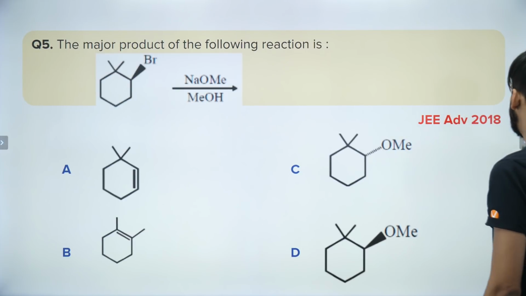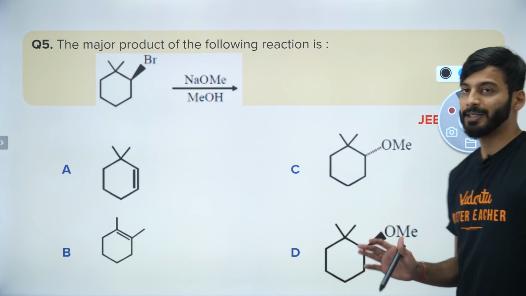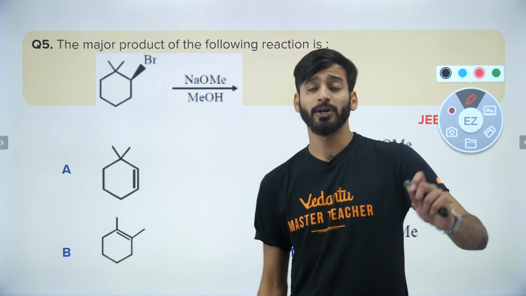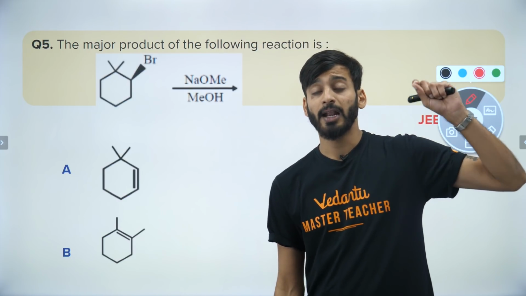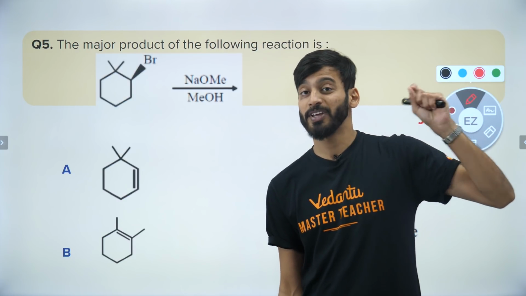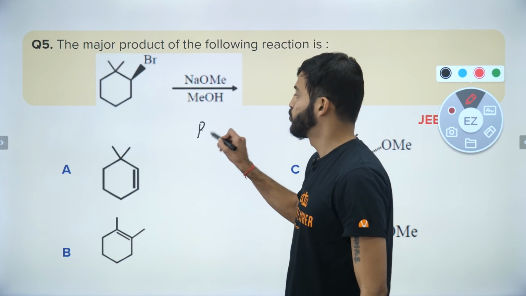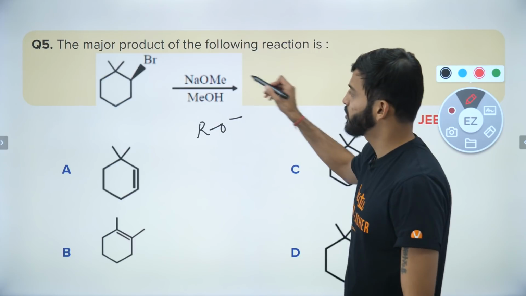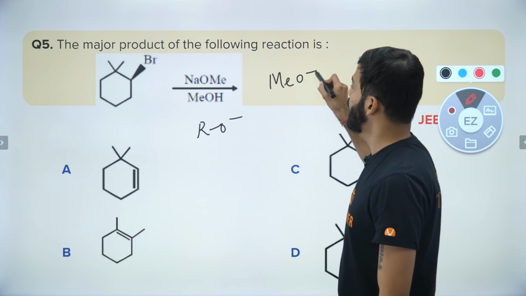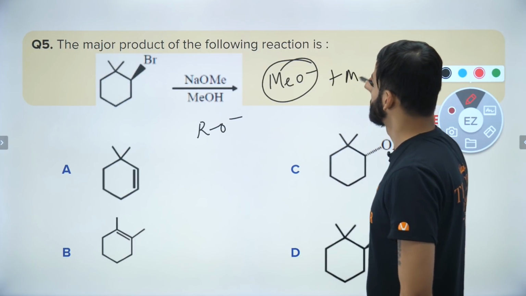Next question, look at this one too, my child. There is a pattern. In 2017 and 2018, an E2 question was asked. And they are asking on a strong base, so your bases should be very, very strong. You should have a proper idea, and I have given a hint just now: whenever you see RO minus, what am I seeing here? I am seeing MeO minus plus MeOH.